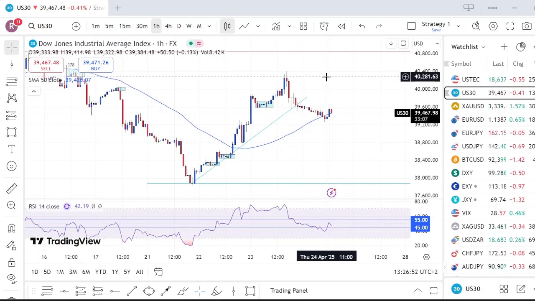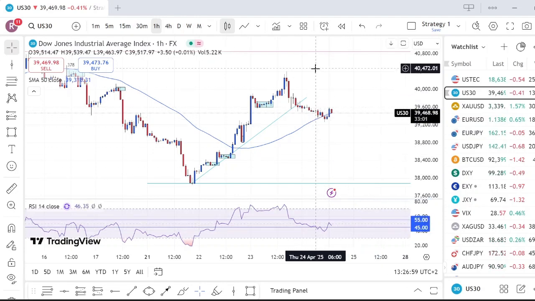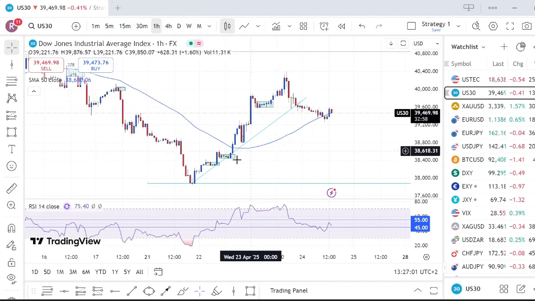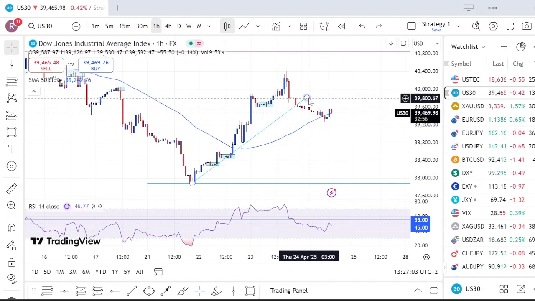On the 1-hour, we can see price is currently tapping into that 50 SMA. We are in the sweet spot of the RSI. We've broken bullish structure here after breaking this bullish trend line, but we haven't formed solid bearish structure. So we have indecision on the 1-hour too. So indecision on the 4-hour, indecision on the 1-hour, we clearly don't have a trend to trade with.